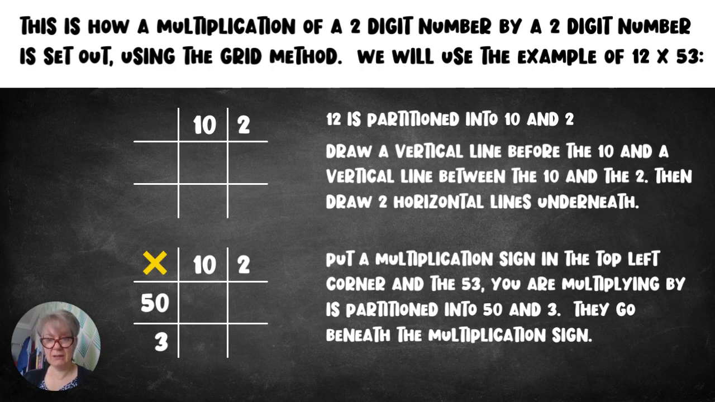Put a multiplication sign in the top left-hand corner so you know which operation you're doing. And the 53 you are multiplying by is partitioned into 50 and 3. And the 50 and the 3 go beneath the multiplication sign.